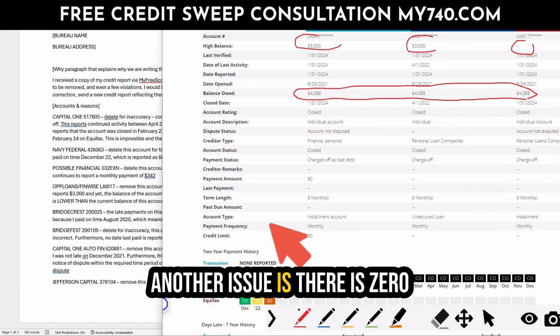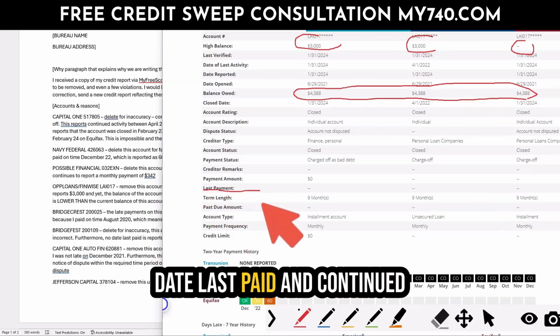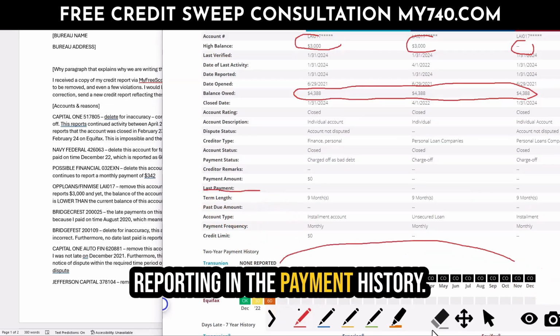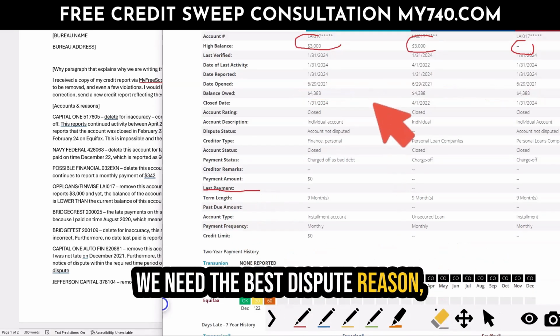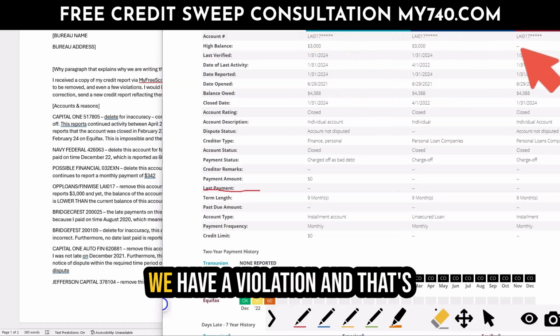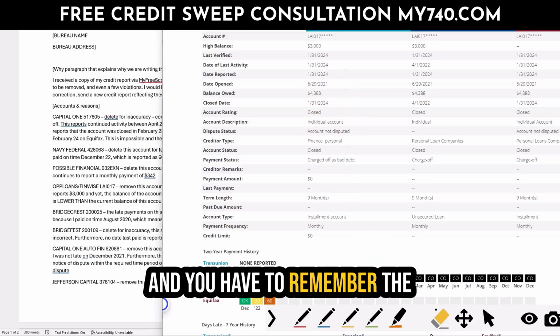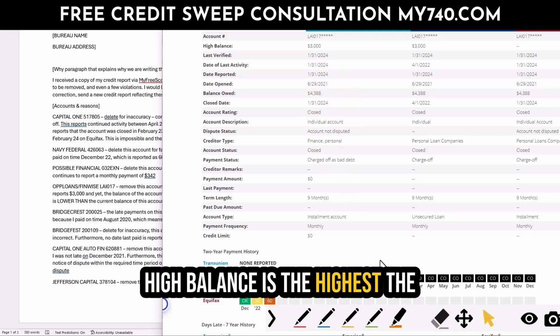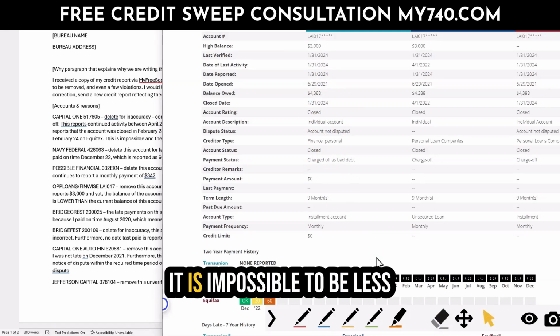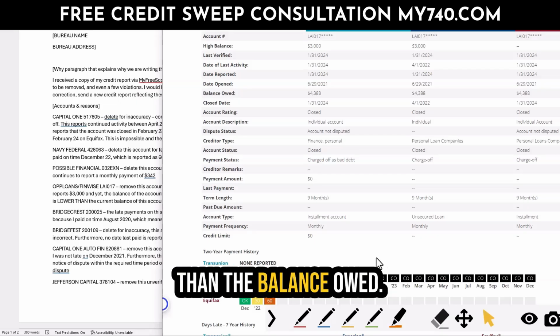Another issue is there is zero date last paid and continued reporting in the payment history. We need the best dispute reason, and these are the ones identified. We have a violation, and that's going to be the high balance being less than the current balance. And you have to remember, the high balance is the highest the balance ever was on the account. It is impossible to be less than the balance owed.